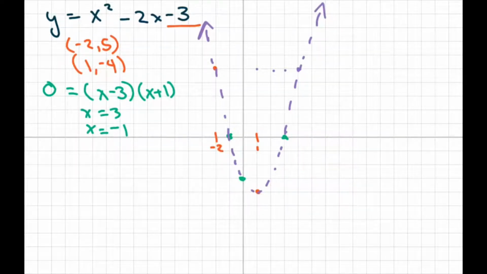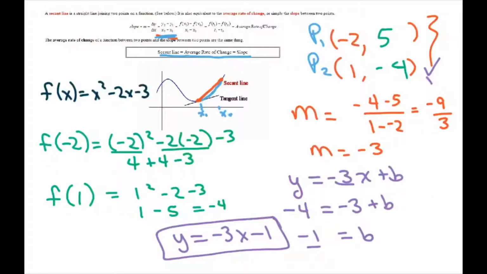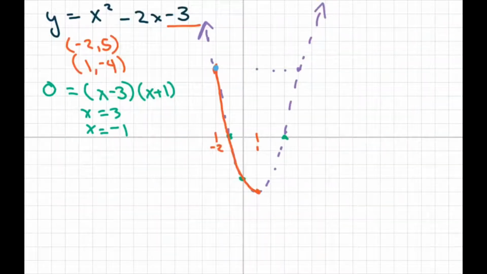Now the secant line, this one's going to be a little hard, is from -2 to 1. So we want the average rate of change of that curve. That curve from -2 to 1. So I'm just going to connect those two. And the equation of my secant line was, what was that? -3x minus 1. So I know it's going to go through here. My y-intercept. So basically, let's go. There is your slope right there, -3.